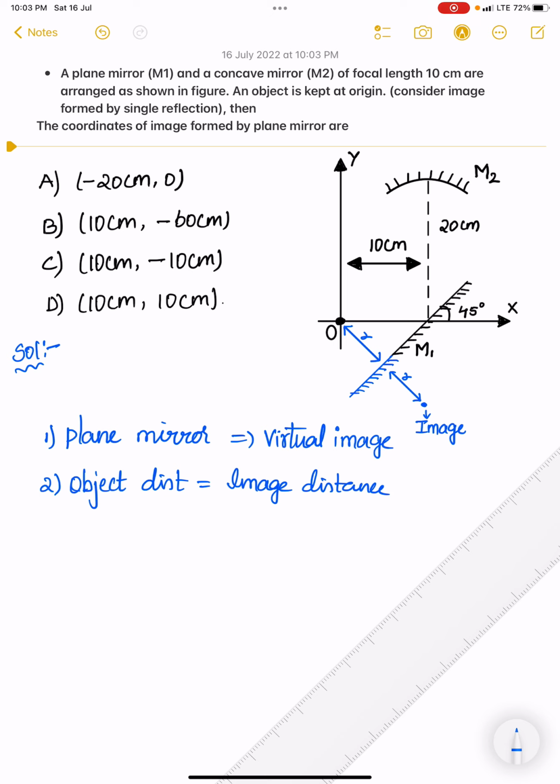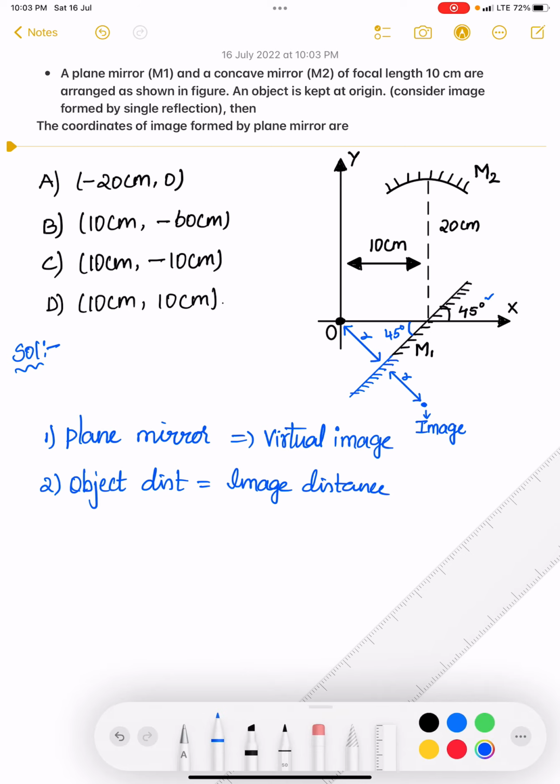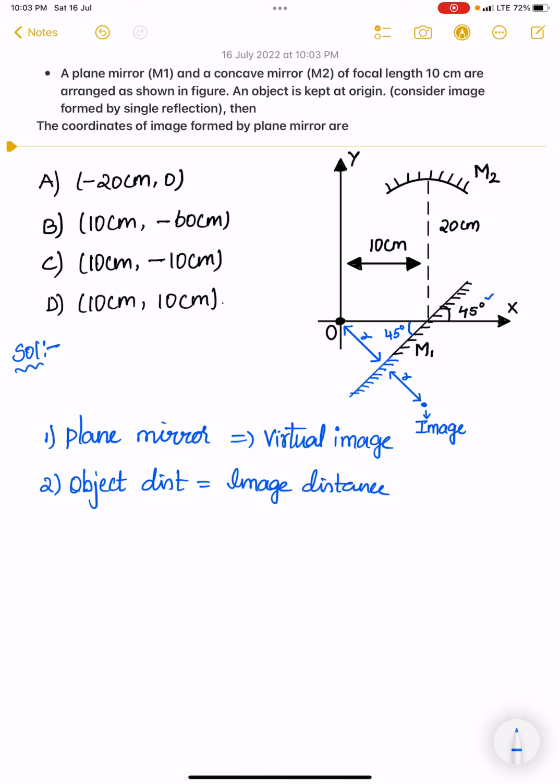So how do we get this directly? See here, as given, this is 45 degrees, so this one is also 45 degrees. Whatever you say from mathematics, alternate interior angles or vertically opposite angles, they are equal. So this is 45 degrees and this is 45 degrees. And it is given that this one is 10 centimeter.